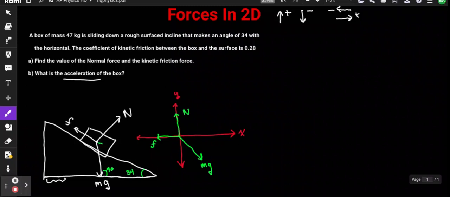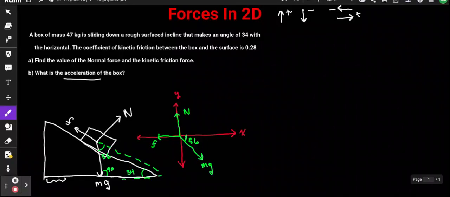And so if we imagine this as one triangle, all we have to do is 180 minus 90 minus 34, and that gives us an angle of 56. So our angle against the x-plane for our gravitational force is 56 degrees.